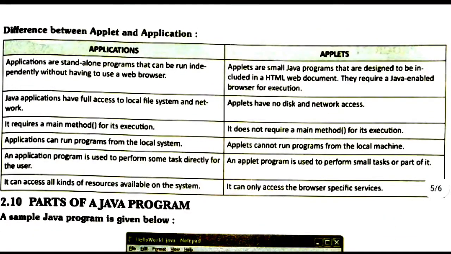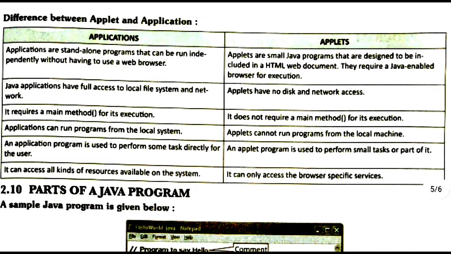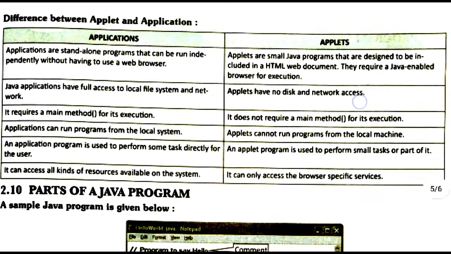Here we have the difference between application and applet. First, applications are standalone, they can run independently without having anything else like a web browser. But applets are small programs, and they cannot run without a web browser, because they must be included in an HTML page, and they need a web browser to run. Second, Java applications have full access to the system files and network, but applets do not have full access to the system files or network.